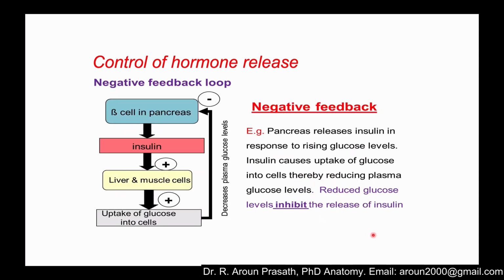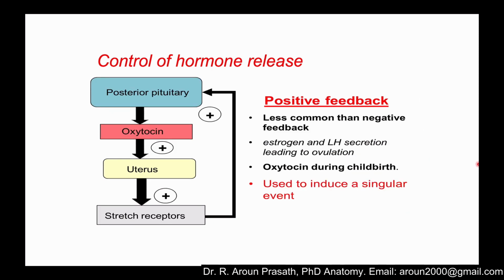Okay, so coming to negative feedback, the pancreas will release insulin in response to rising blood glucose level. So when the blood sugar level increases, immediately the beta cells in the pancreas release insulin into the bloodstream. That insulin goes to the muscle cells and liver cells, and uptake of glucose into the cells takes place. Okay, so reduced glucose level decreases the release of insulin, whereas increased glucose level will increase the release of insulin.